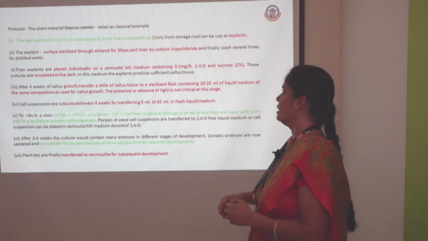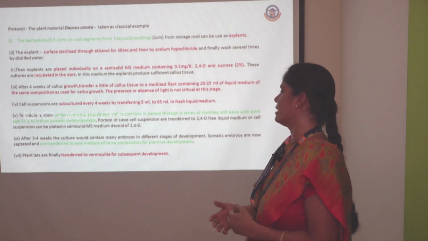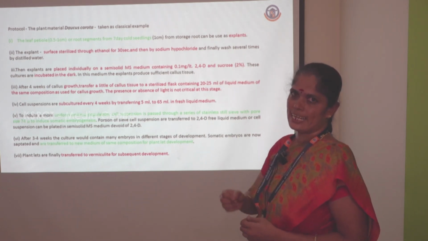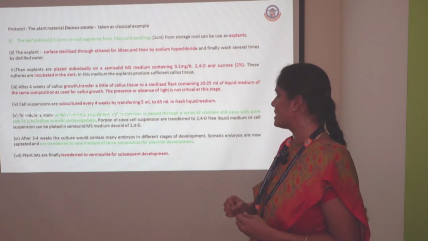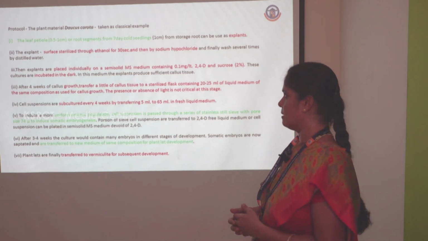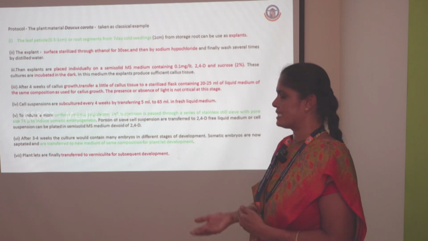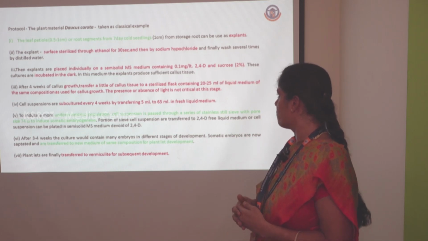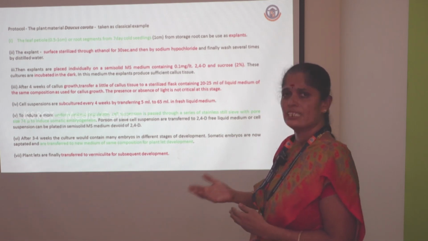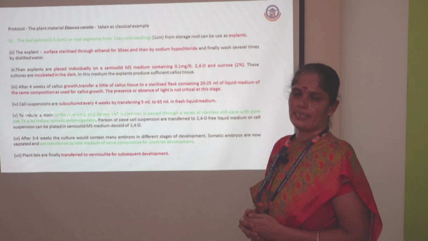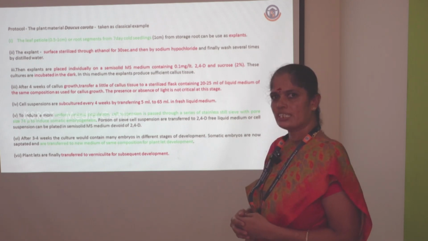Now let us see the detailed protocol of how we are going to get somatic embryos by using the plant Daucus carota. The leaf petiole, generally 0.1 to 1.5 centimeters in size, or root segments from seedlings or from storage root, can be used as an explant. The next step: the explant is surface sterilized by following the protocol I described previously, and washed with ethanol for 30 seconds, or else for 60 seconds, and then with sodium hypochlorite.